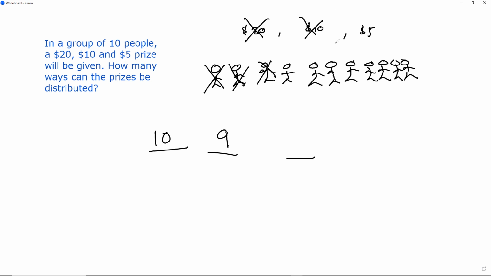And then the other one, and then 8 for this one over here. So that means I have 10 people that can get that, and then 9, and then 8. And I would then multiply that, right? If I multiply, this becomes 10 times 9, which is 90, times 8, which is 720. So this would be a permutation.